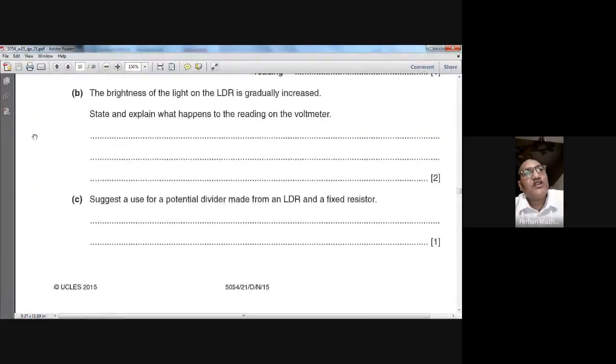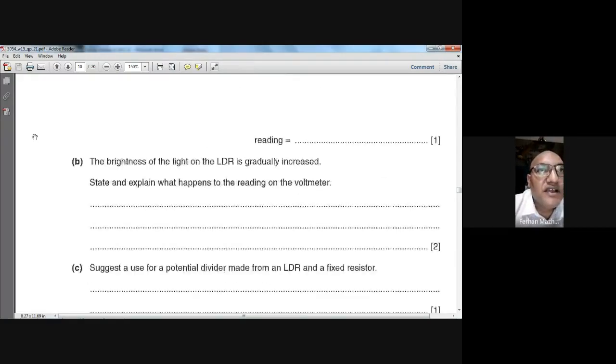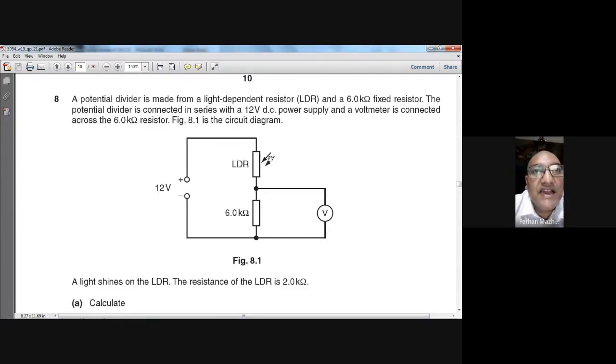Then another question, B part. The brightness of the light on the LDR is gradually increased. State and explain what happens to the reading on the voltmeter. Remember this statement. I will show you the diagram. He says the brightness on the LDR has increased. When the brightness on the LDR increases, the resistance of the LDR starts decreasing. When the brightness on the LDR increases, the resistance of the LDR drops. Because the resistance of the LDR drops, what happens?